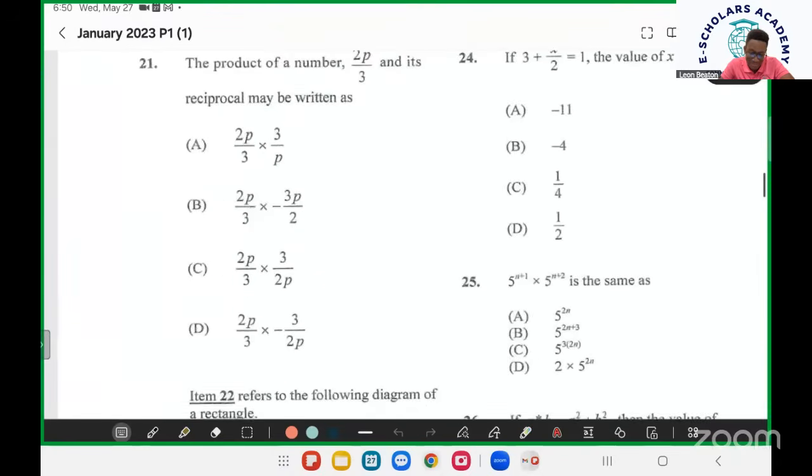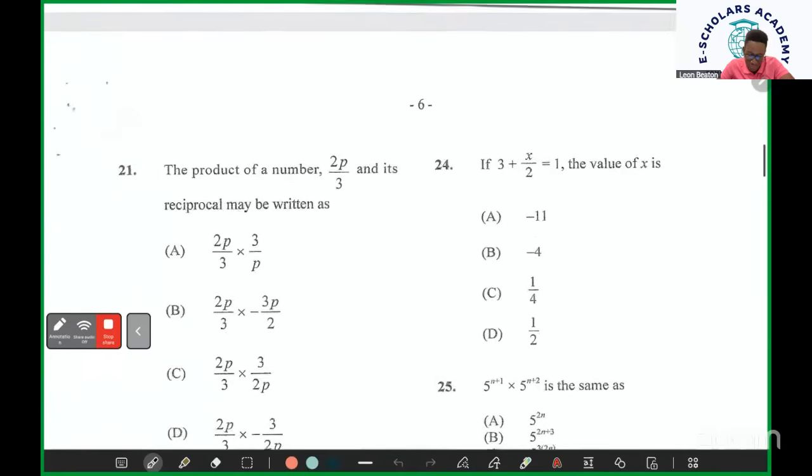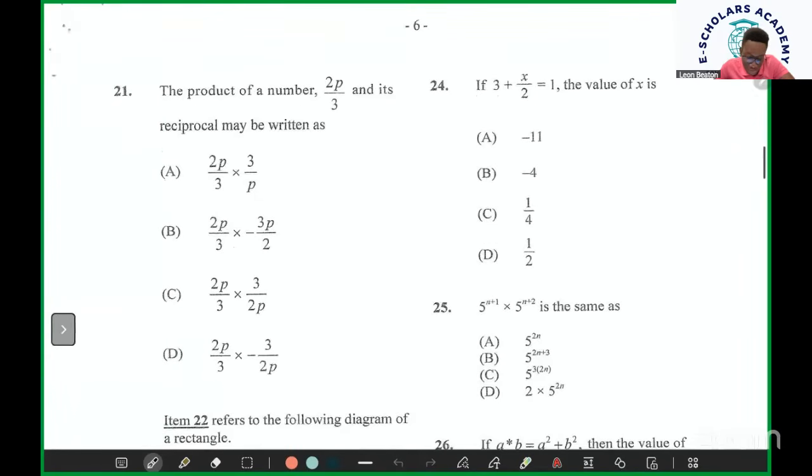All right, let's go. January 2023. The product of a number 2p over 3 and its reciprocal may be written as... So reciprocal means you flip it. So this is 2p over 3 multiplied by 3 over 2p. So which one got that? C.